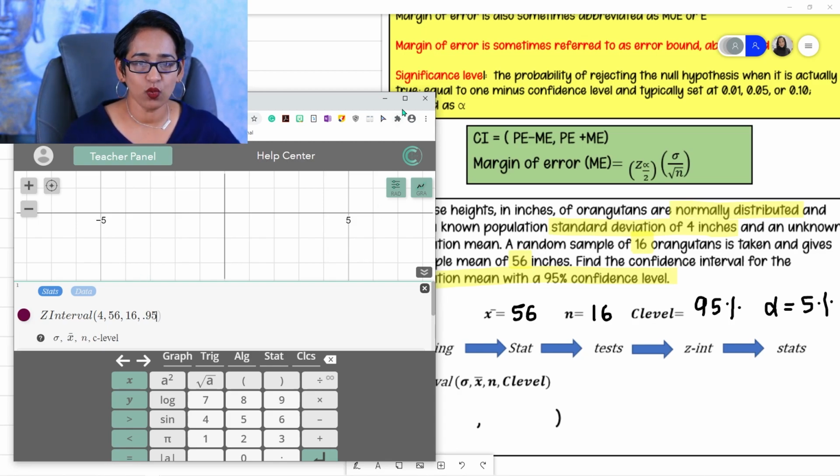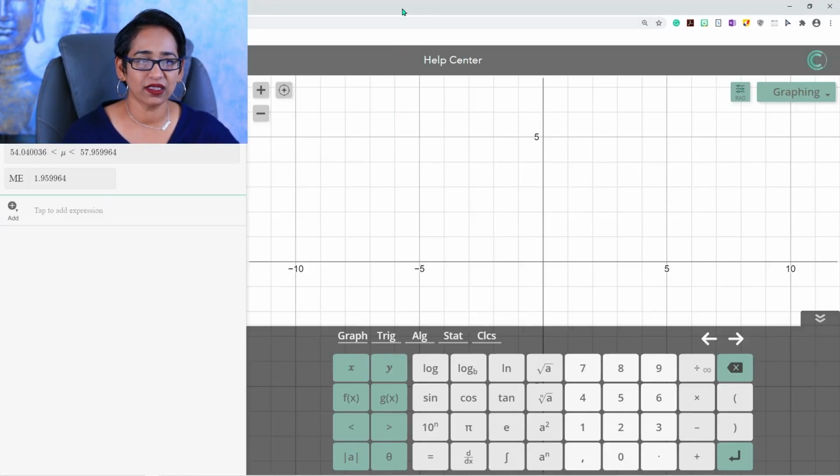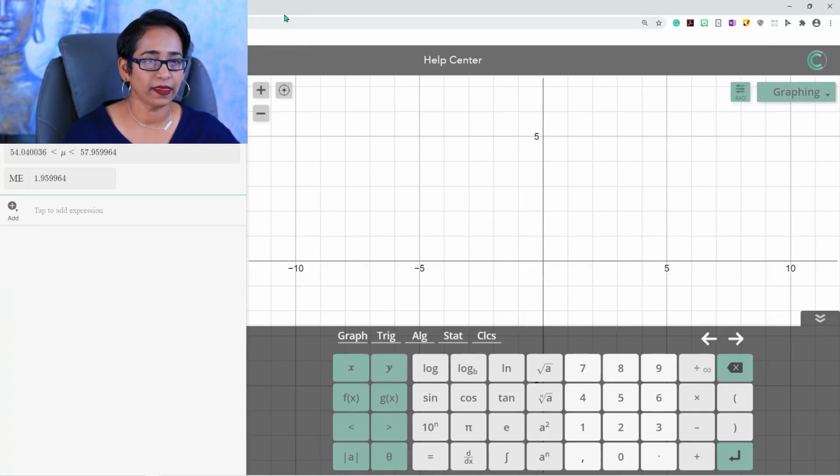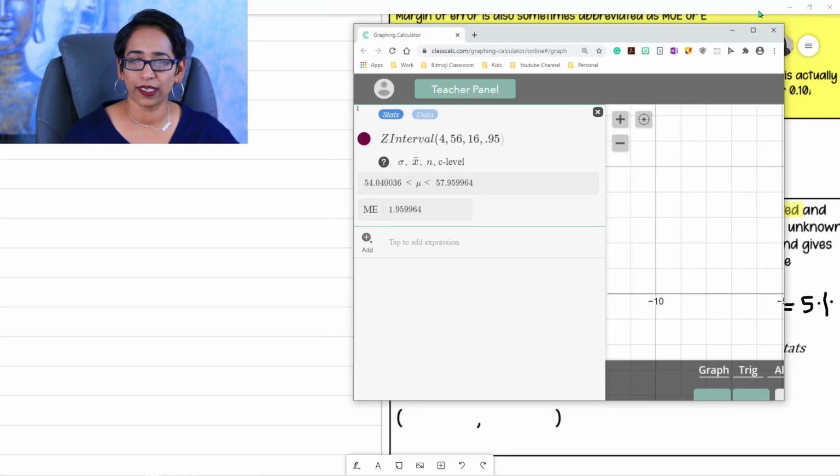Okay. And once I do that, let me expand this. Once I do that, I don't know why this is going to that level again.